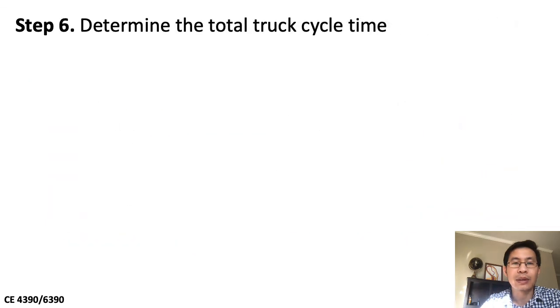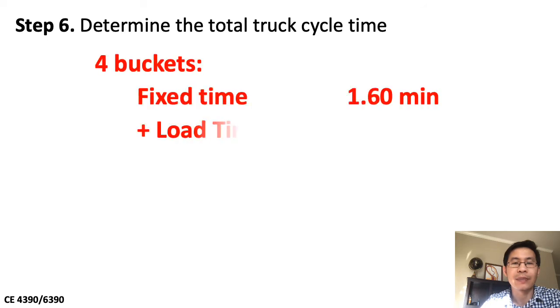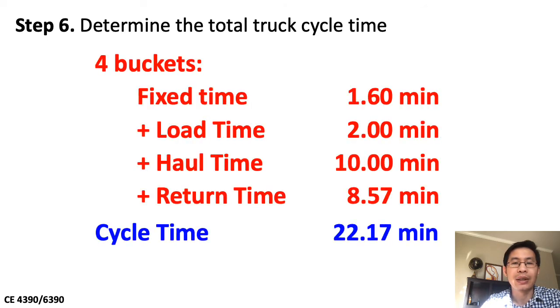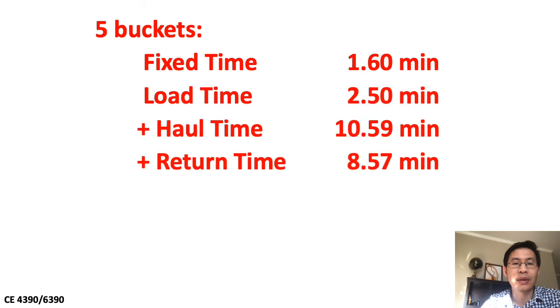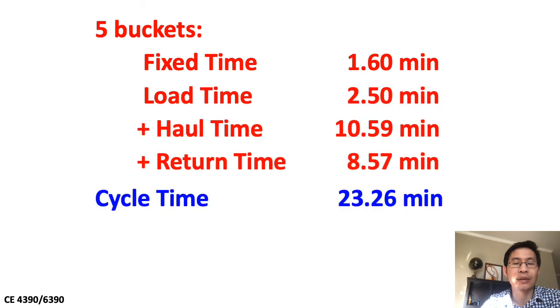Step number 6, determine the total truck cycle time. By adding all time components, including fixed, loading, hauling, and returning, you get a total cycle time. With 4 buckets, it is 22.17 minutes. With 5 buckets, you got 23.26 minutes as the total cycle time for trucks, and so it takes trucks 23.26 minutes to finish one cycle.